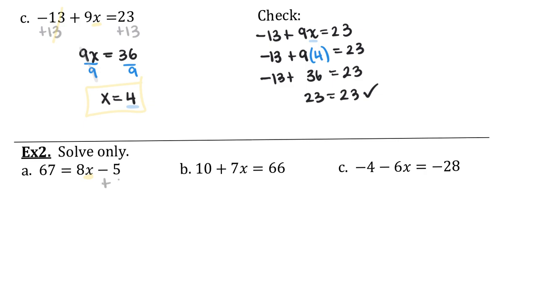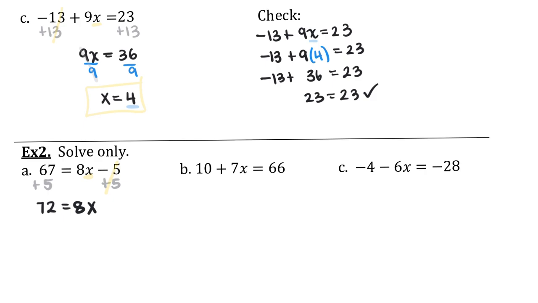So I'm going to plus the 5. Since I did it to the right side, I need to do it on the left side, even though this is backwards. Okay, let me bring down what I have. 67 plus 5 is 72 equals, I'll bring down the 8x, and if I do negative 5 plus 5, 0.